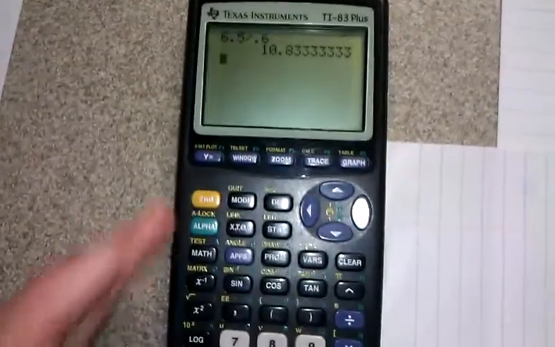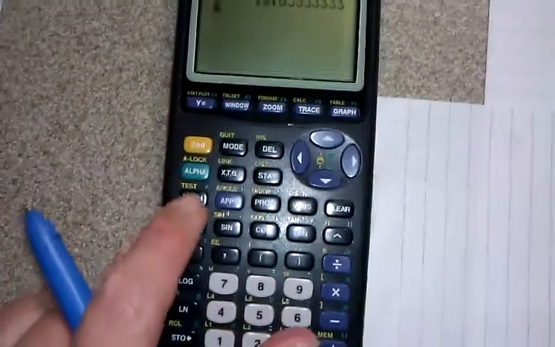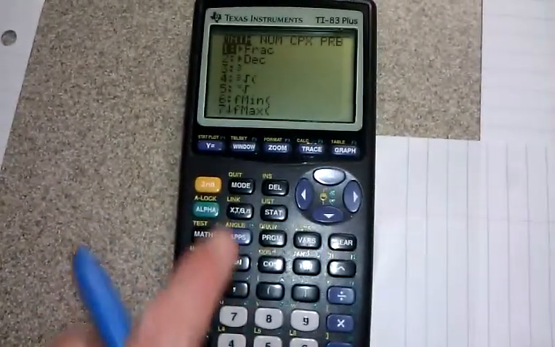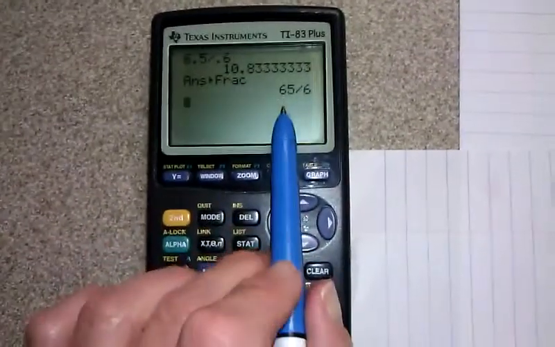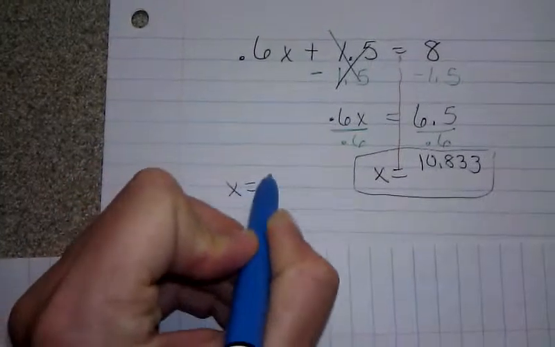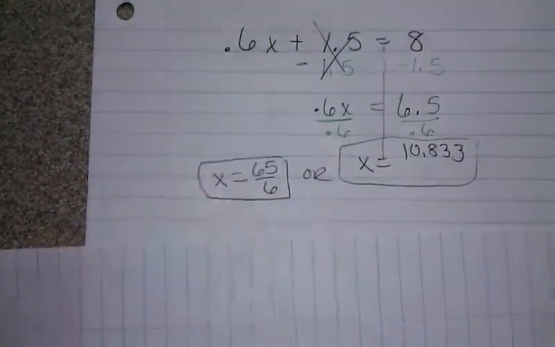Now I don't even know if it will do it, so let's go ahead and look up in here. If I want to try and change this into just an improper fraction, take this right here and press math. And see how it says fraction? You press enter, enter, and there it is, 65 over 6. So this would be the same as saying x equals 65 over 6. Both of those are correct.